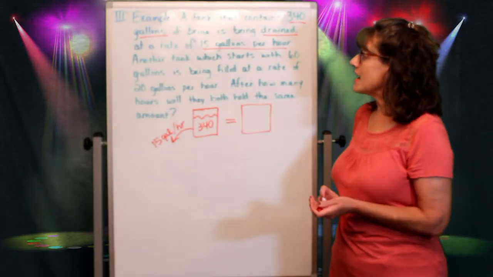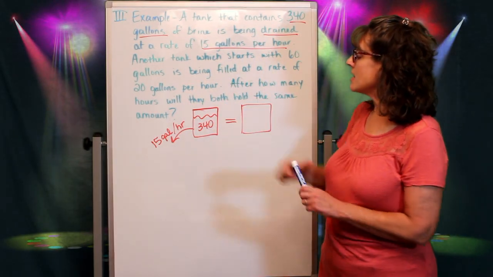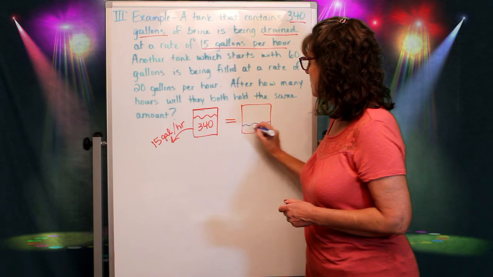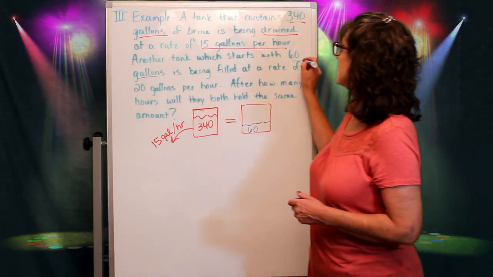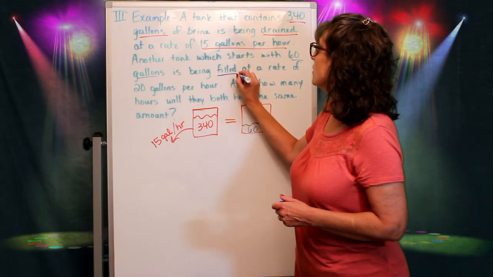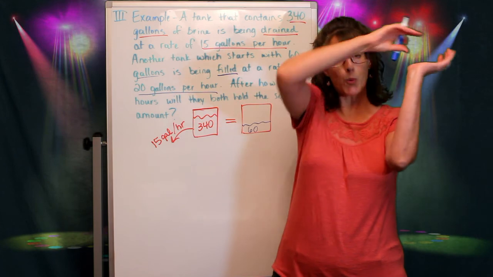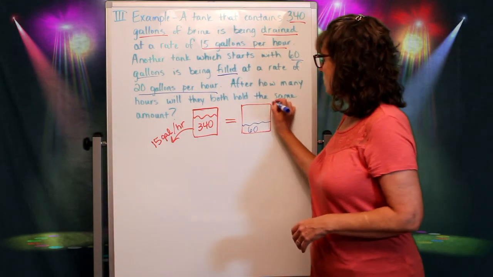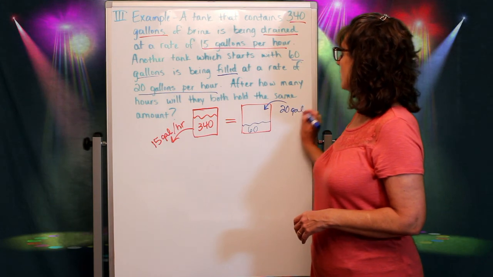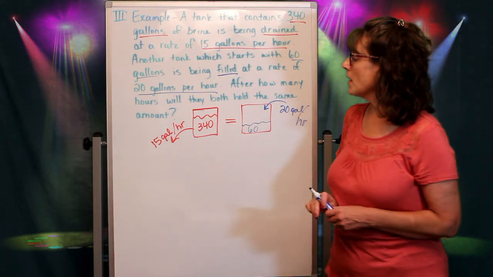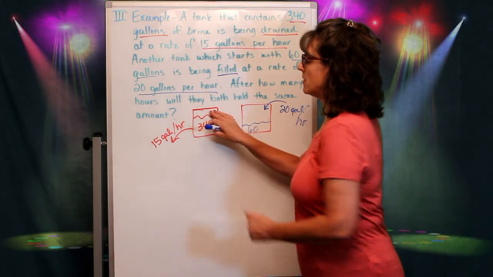Now, it says that that second tank, this one, starts with 60 gallons, so it's starting down here with 60 gallons, and it says it's being filled. All right, so it starts with 60 gallons and is being filled at a rate of 20 gallons per hour. So what happens if it's being filled? Yes, we're putting brine into it. So brine is coming into it at a rate of 20 gallons per hour. And now we want to know, after how many hours will these levels be the same?